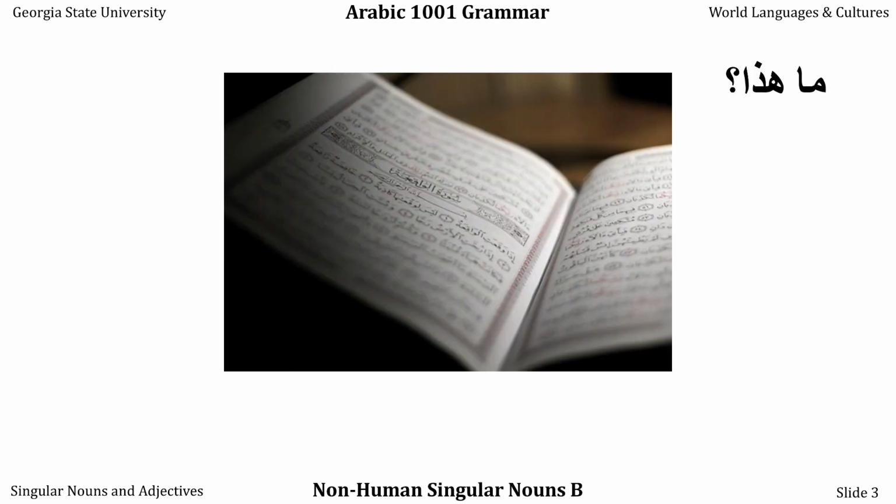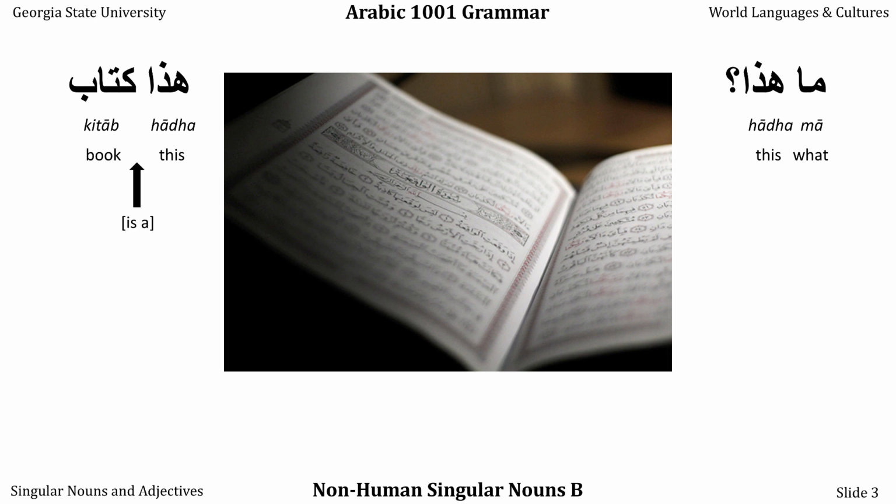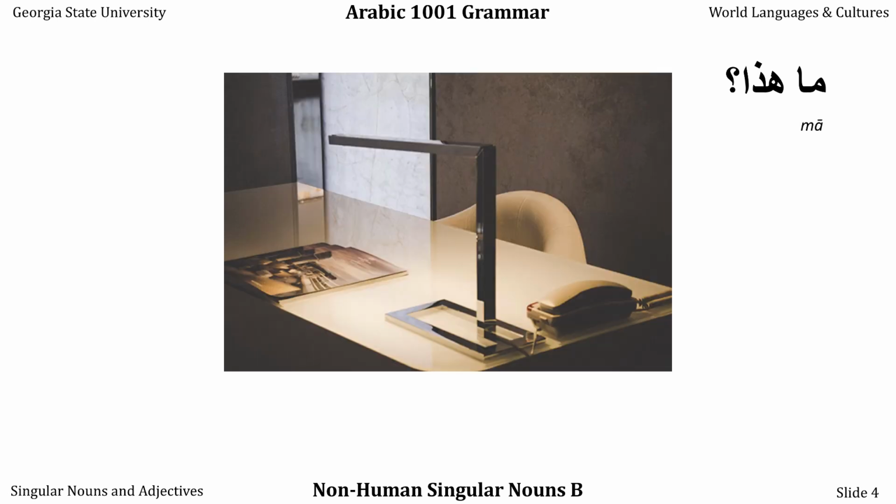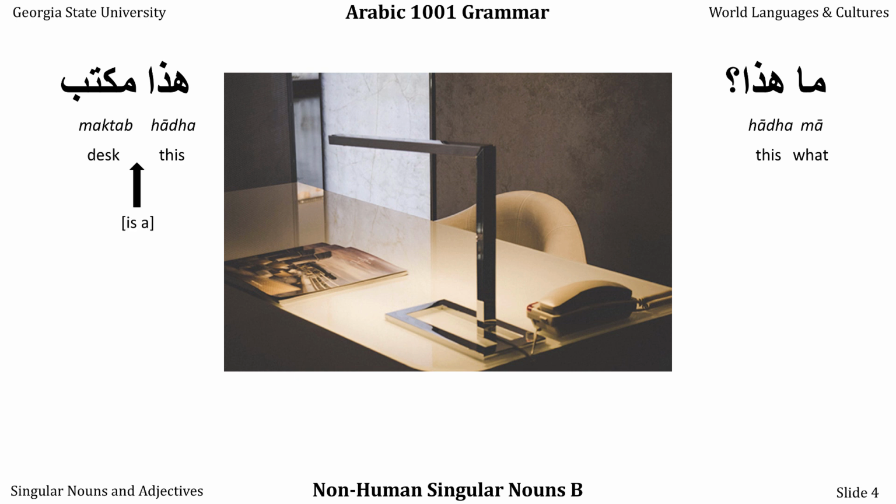In the first section, we learned to ask the question, ma hadha, what's this? And the answer here was hadha kitab, this book, and what we mean is this is a book. Arabic lacks an is or an a. We also learned about roots. The word for desk, maktab, shares the same KTB root with the word kitab for book because both of them have to do with writing.